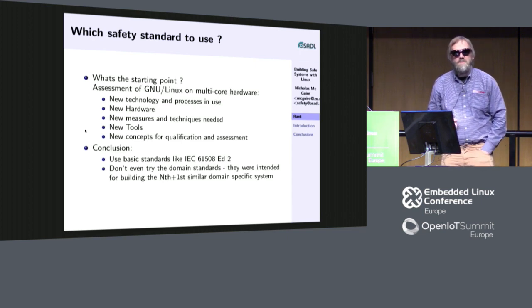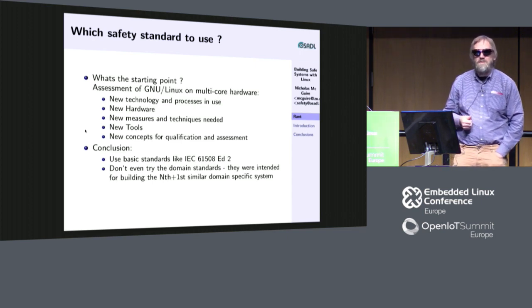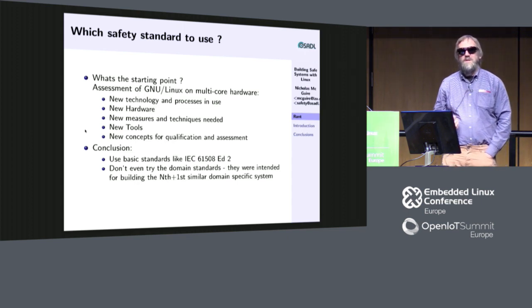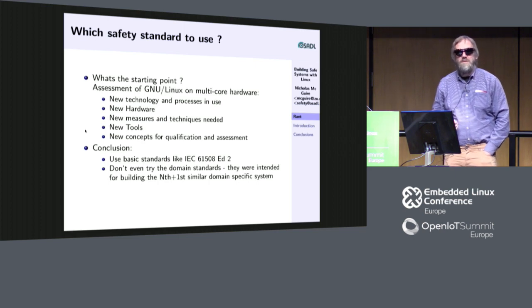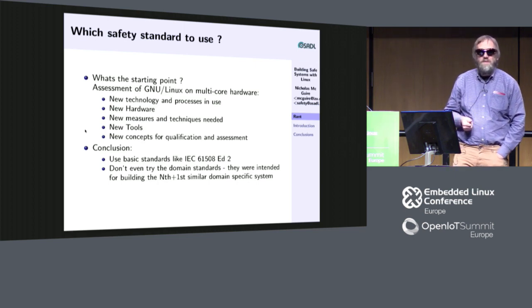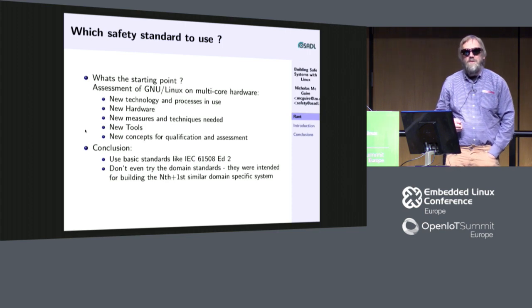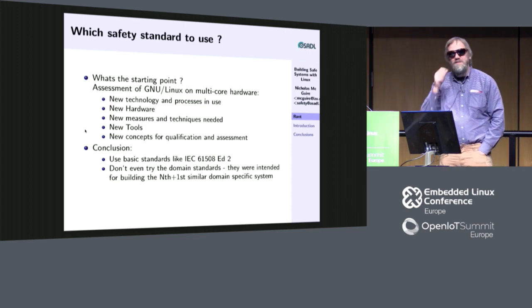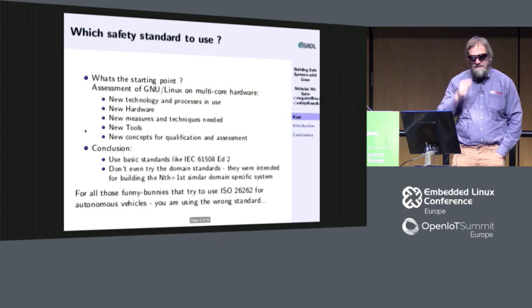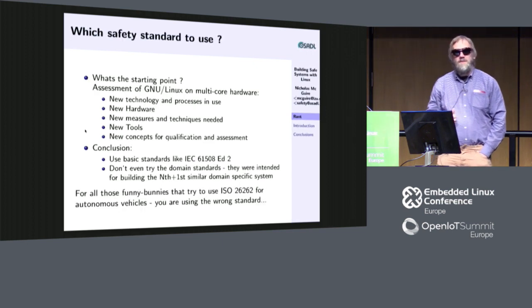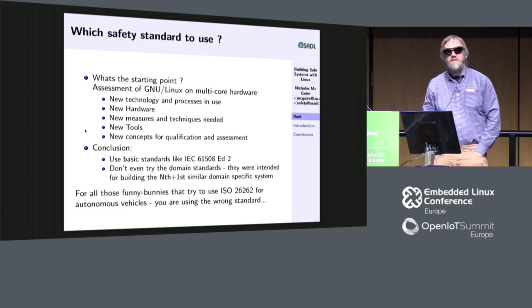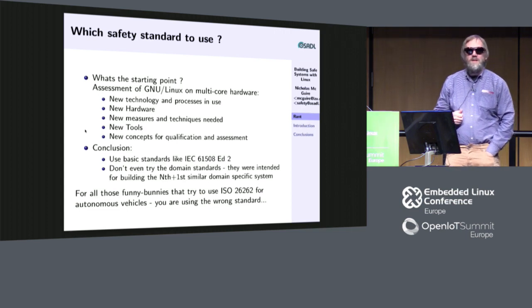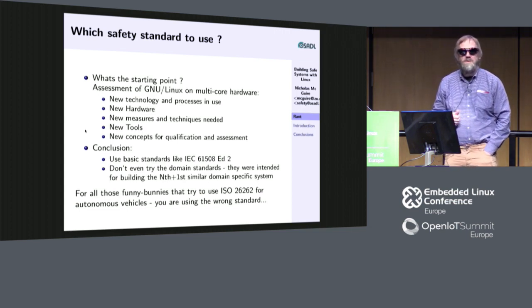simply because the generic or basic safety standards, as IEC calls them, were designed to be much more flexible, make fewer assumptions on how they will be used, and therefore also have the appropriate structure to be flexible. And then just to make it very clear, next one, please. If you are one of the people using ISO 26262 for autonomous cars, you're using the wrong standard. It would be a really good thing to at least look at 61508 before you go on.